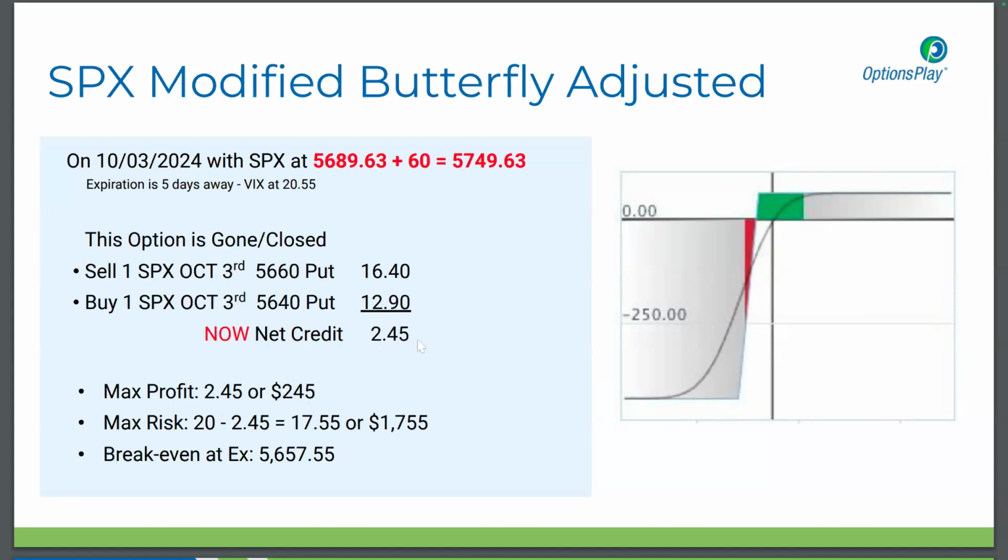Our max profit was a lot on the other trade, but we were only trying to make a double, so we were trying to make about $3. We said if we got a double, we'd want to get out. Now we see it's $2.45. So our max profit is $2.45.